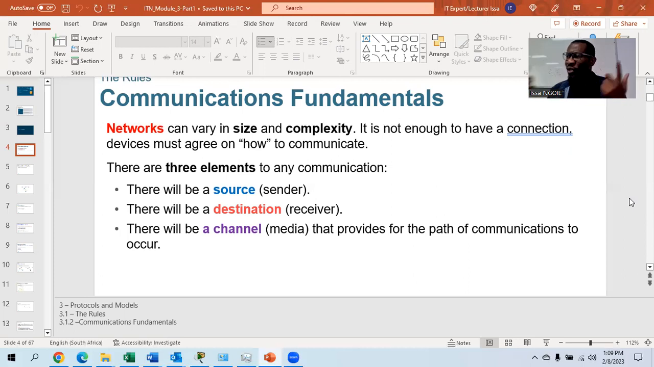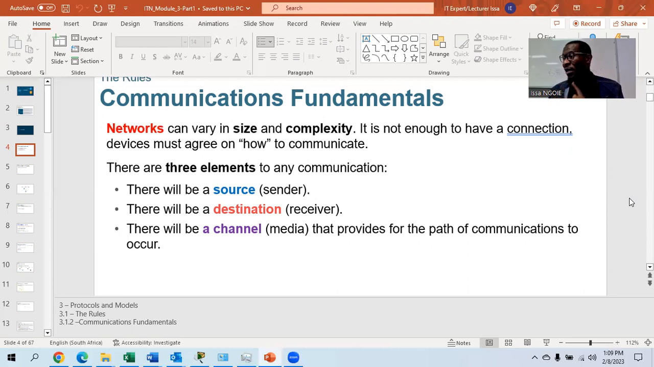Now, your device needs to know how to communicate, right? Your computer and your friend's computer need to know how to communicate by using those specific protocols. So computers, when they are connected, are using the same languages, the same principles or rules that we call protocols, right?